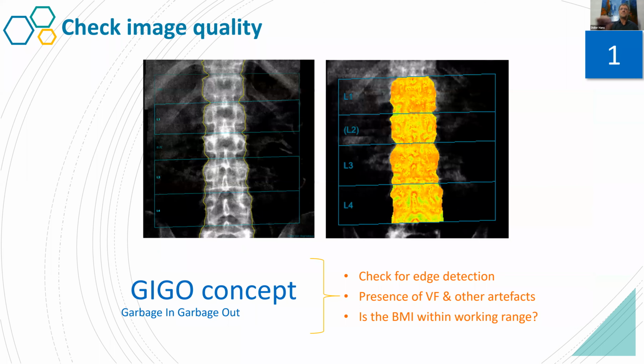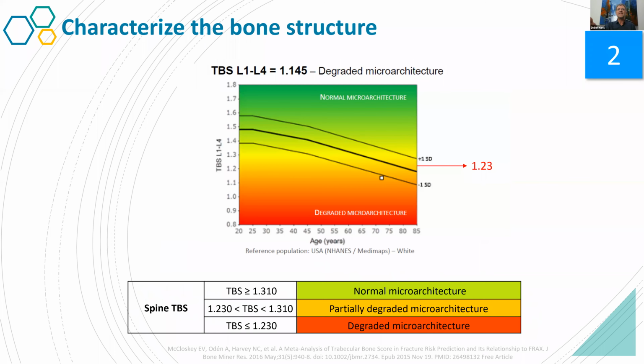First one is check image quality. As we said before, garbage in, garbage out. So we have to ensure that the edge detection is the same, that there is no presence of vertebral fracture or metallic artifact, that the BMI is within working range, and so on. So that's quite important. Then we characterize the bone structure as we do with BMD, where we have normal, osteopenic, osteoporotic. So we'll have a normal structure, partially degraded or degraded, according to thresholds that have been defined from the meta-analysis published by McCloskey a couple of years ago.